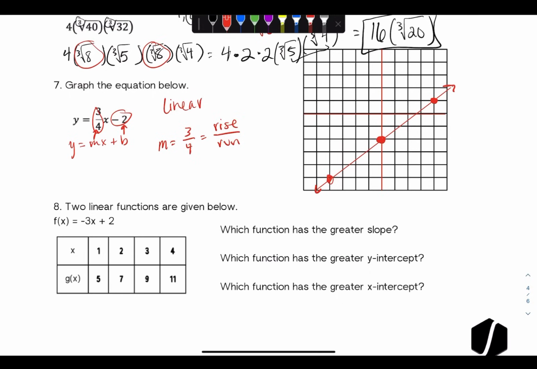So now remember, your graph is going to be on the computer on this EOC, so make sure that you're getting some practice in with your computer graphing skills.